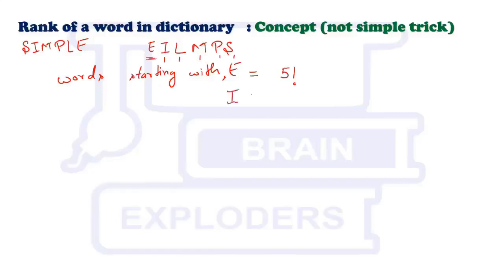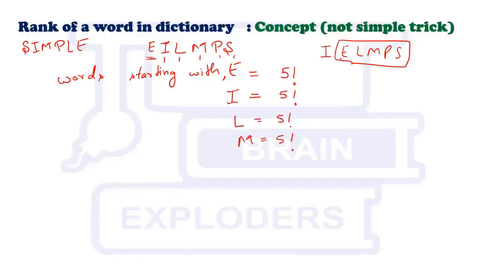How many words will start with I? When I is in the first position, the remaining will be E, L, M, P, S, something like this. There are 5 letters in the right of I, so again there will be 5 factorial positions. In the case of L also there will be 5 factorial. Then in the case of M there will be 5 factorial. In case of P there will be 5 factorial words, and then S also there will be 5 factorial.